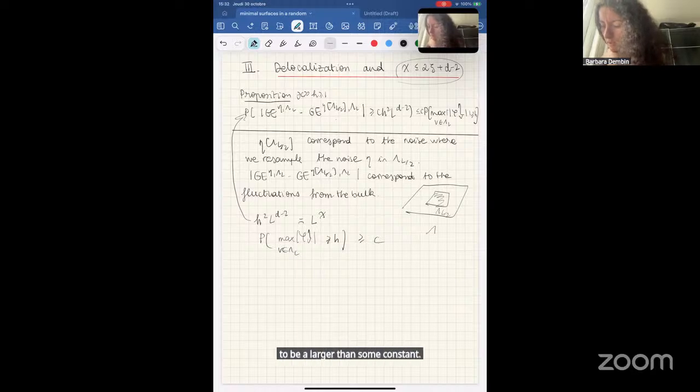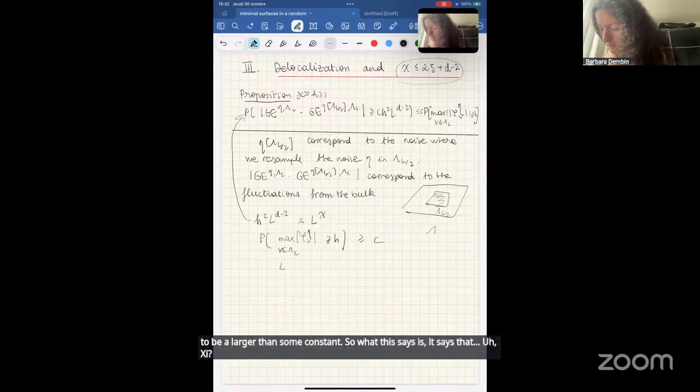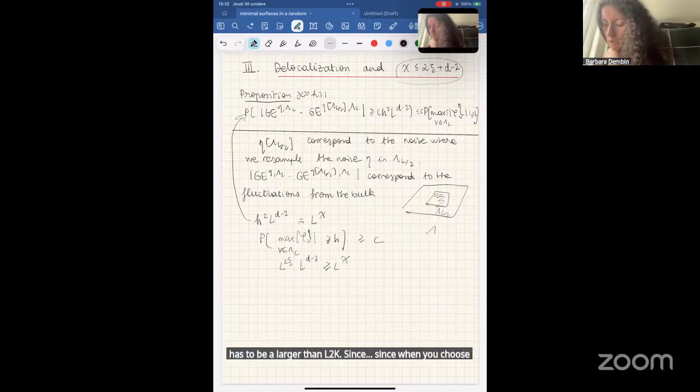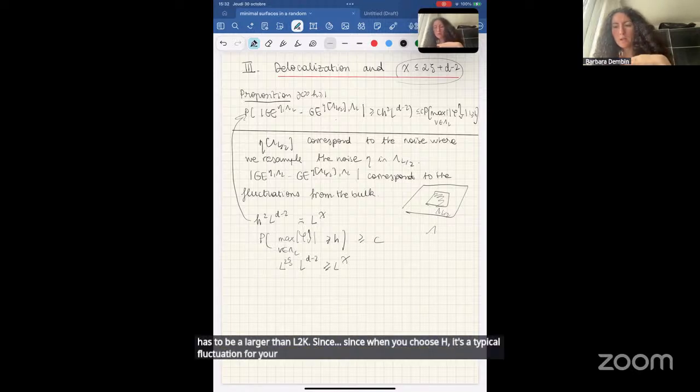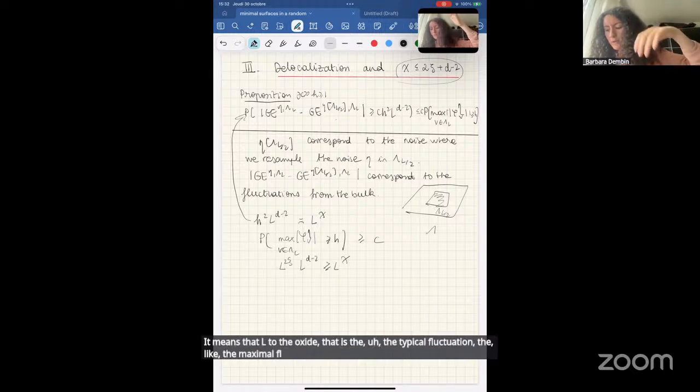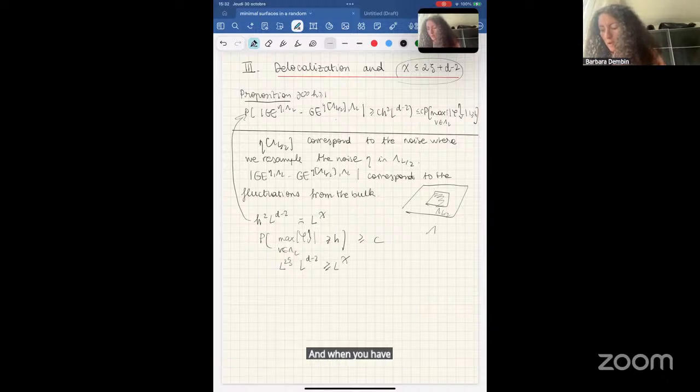So what this says is that L to the psi, L^(d-2), has to be larger than L to the chi. Since when you choose h, it's a typical fluctuation for your surface, it means that L to the psi, that is the typical fluctuation, the maximal fluctuation for the surface, has to be greater than this h. And when you have this, you get this other side of the scaling relation. Okay.